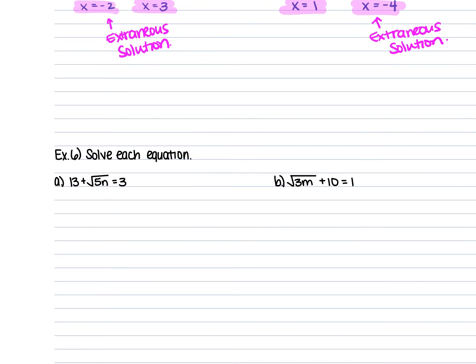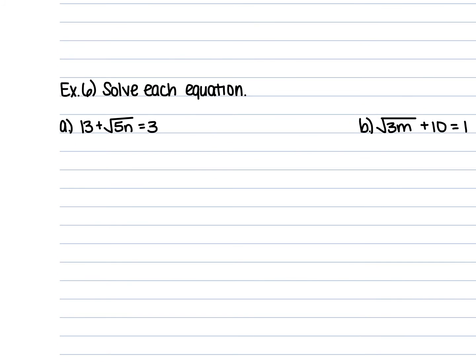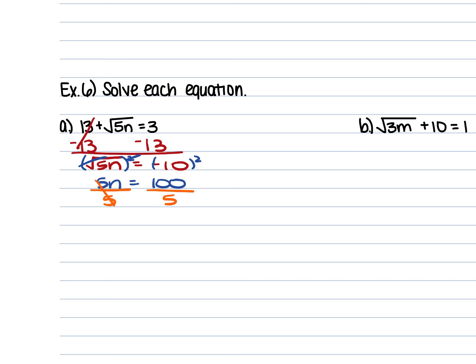If we look at example 6, for A, we're given 13 plus the square root of 5n is equal to 3. First thing we're going to do for this one is subtract the 13 from each side. We get the square root of 5n is equal to negative 10. From here, we would take each side and raise it to the second power. These cancel, so we have 5n is equal to 100. To get n by itself, you would just divide each side by 5, and n would give you 20.